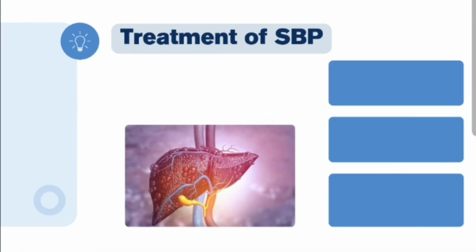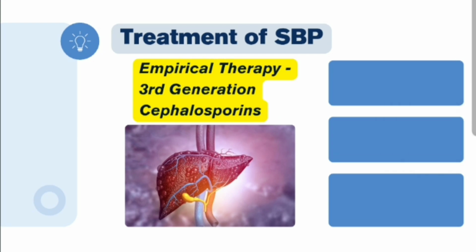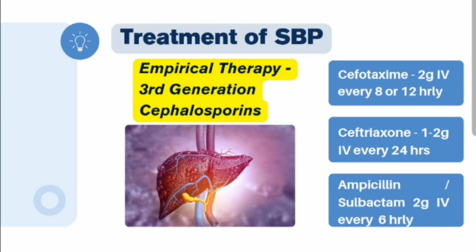Now let's discuss the treatment of spontaneous bacterial peritonitis. Empirical therapy, that is commonly third generation cephalosporins, is given in SBP, and these include cefotaxime 2 gram IV every 8 or 12 hourly, or we can give ceftriaxone 1 to 2 gram IV every 24 hours, or a combination of beta lactam and beta lactamase inhibitor, for example ampicillin sulbactam 2 gram/1 gram IV every 6 hourly.